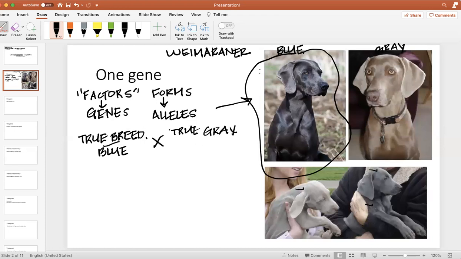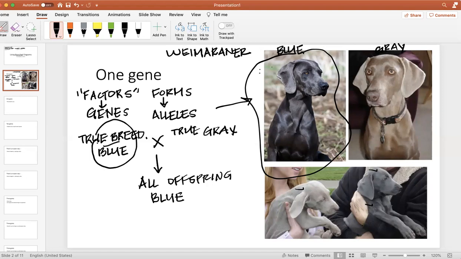Okay, if you performed this cross, what you would find is that all of the offspring would be blue. So what does that tell us? Well, it tells us that whatever this parent is contributing to the offspring is masking what this parent is contributing to the offspring, right? This parent's contribution is covering up this parent's contribution. And you probably know where I'm going with this.